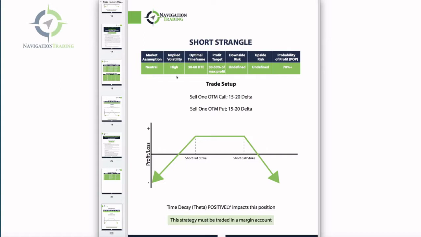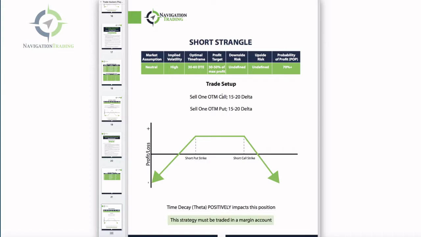You want to enter these when implied volatility is high, and we like to enter them between 30 and 60 days to expiration. We're looking for a profit target of between 30 and 50% of max profit, so we never want to hold these trades all the way to expiration. The downside risk is undefined as well as the upside risk is undefined, and we're typically looking at about a 70% probability of profit or more on this strategy.